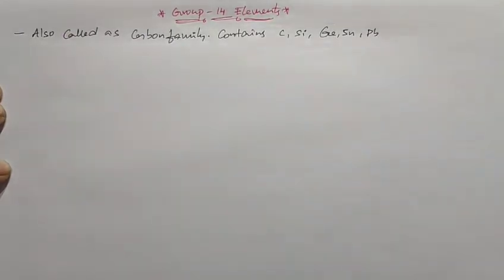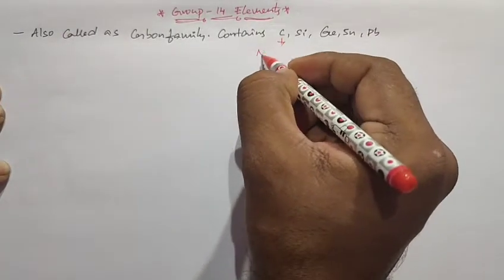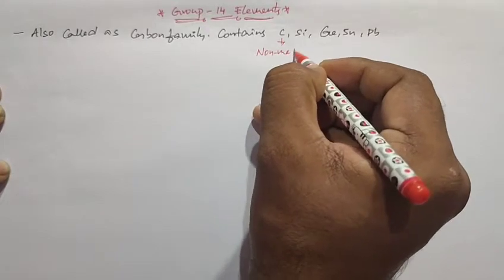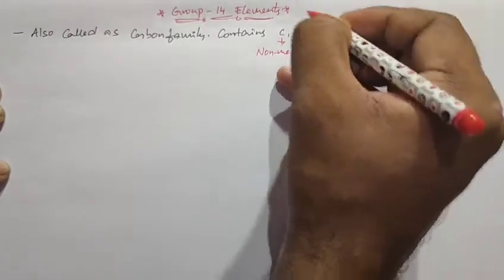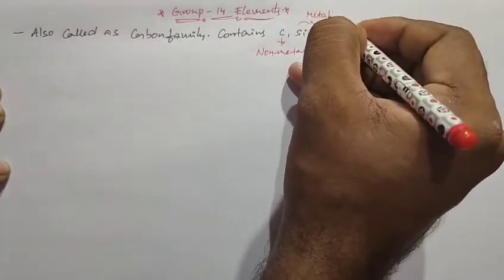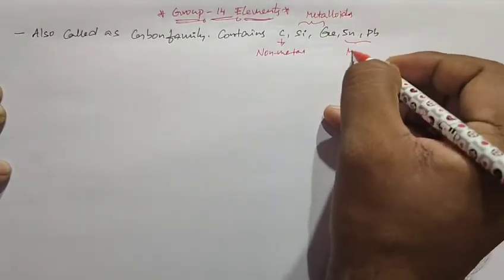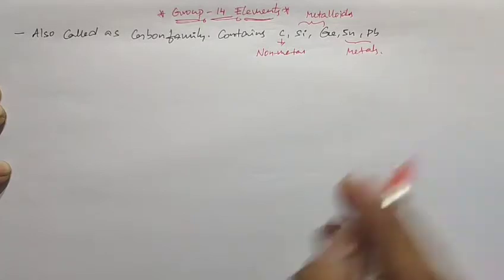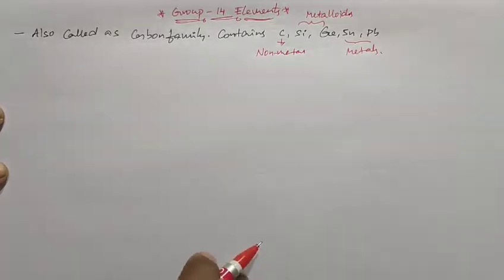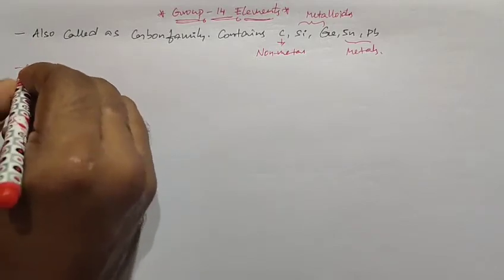In this group, carbon is a non-metal, silicon and germanium are metalloids, and tin and lead are metals. Next is the occurrence of group 14 elements.